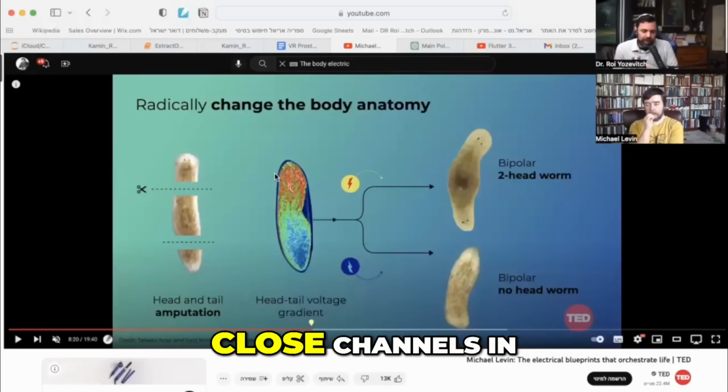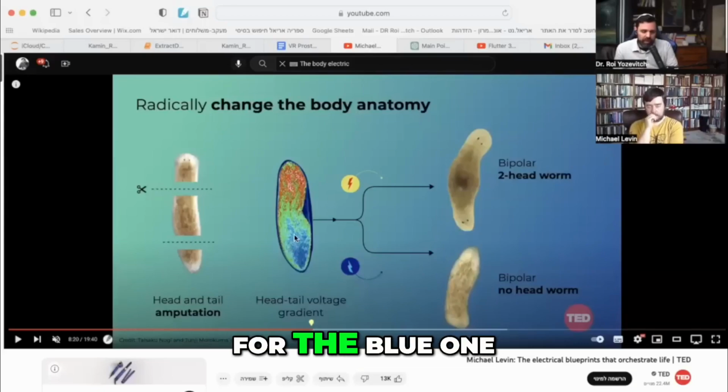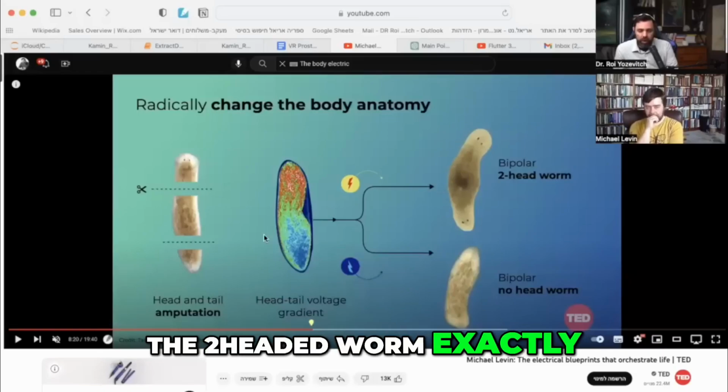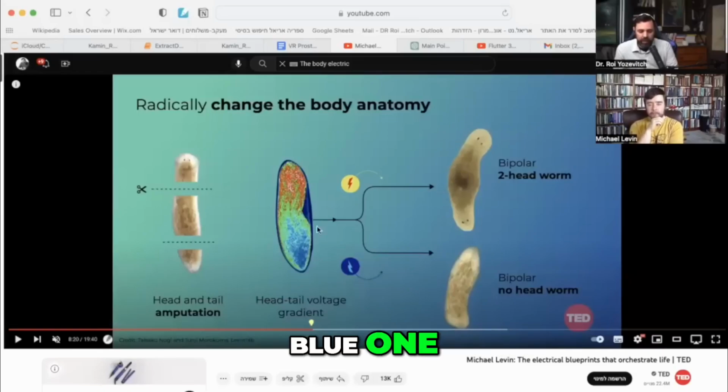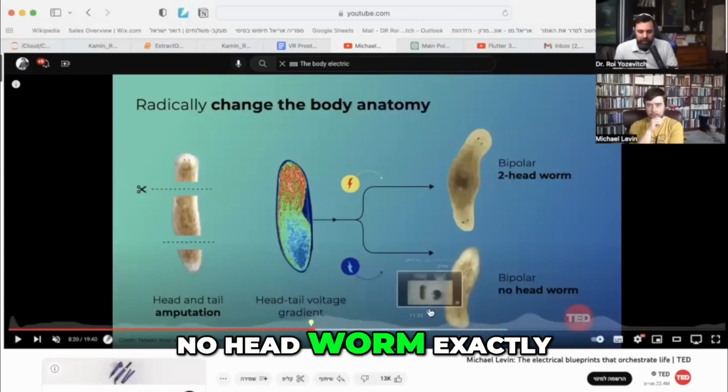So you open and close channels in order for the blue one to look like the red one, and then you get the two-headed worm. Exactly. Or the red one to look like the blue one, and then you get a no-head worm. Exactly.